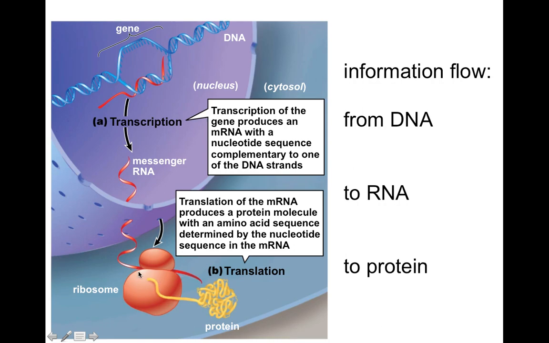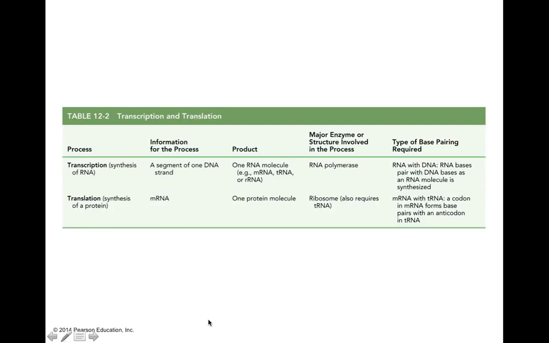And as they slide along, they move one tRNA into the anticodon-codon pairing over and over and over, adding one amino acid at a time to this developing protein. Okay, so the flow goes basically DNA, RNA to protein.